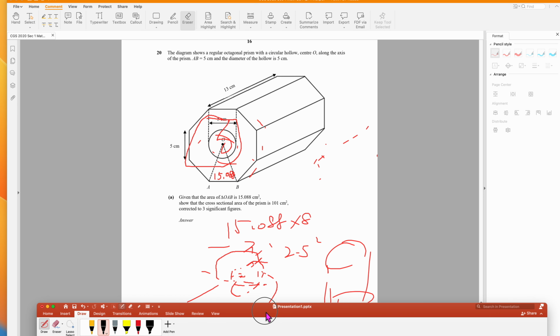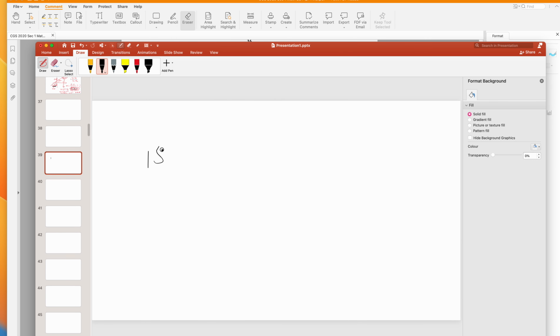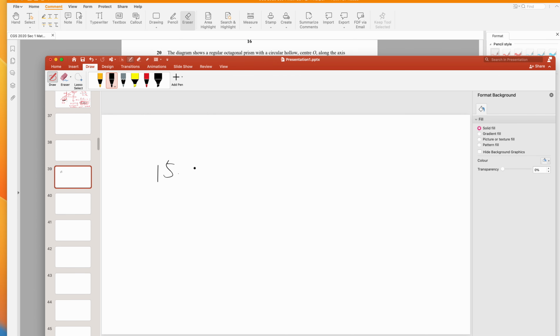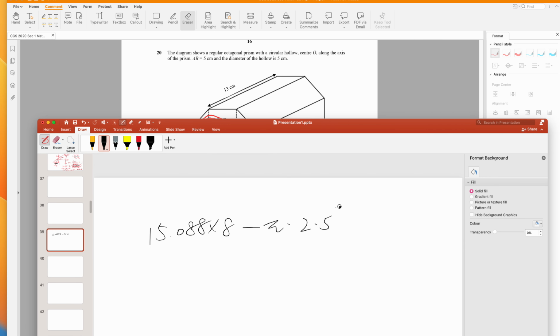Pi times 2 by 5. Give me a calculator, please. So you start to use this from today onwards. This is a very good practice.